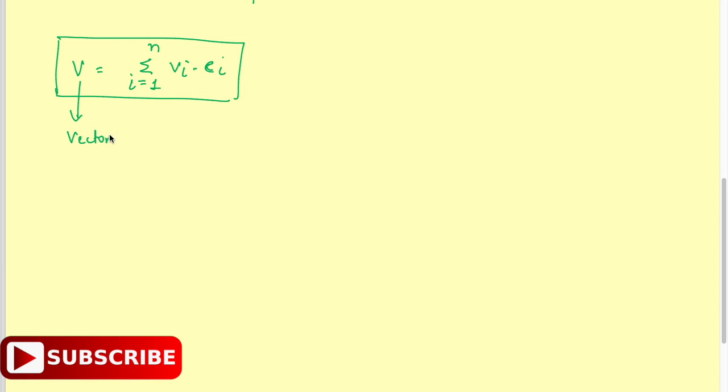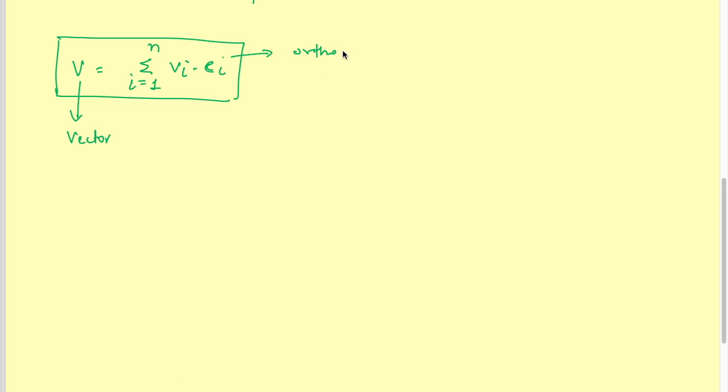The formula goes like this: V is equal to the sum of Vi times ei. In this case, V is our vector, ei is the orthogonal basis, and Vi is the projection of vector V on unit vector ei. This lecture is very important for digital communication, so I will explain this formula.